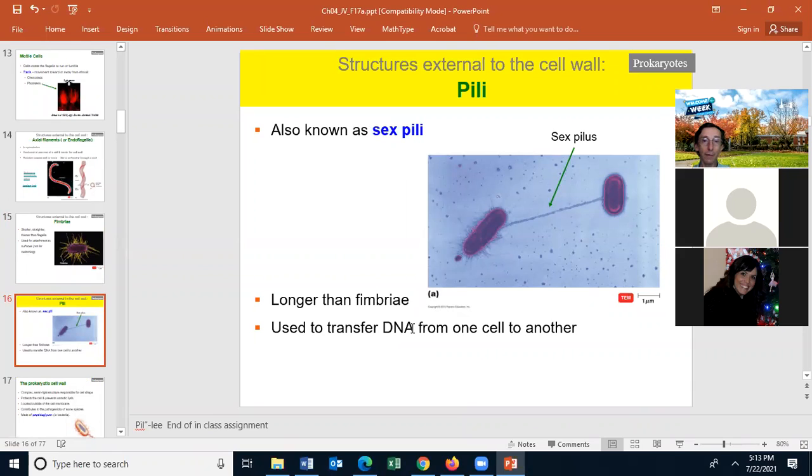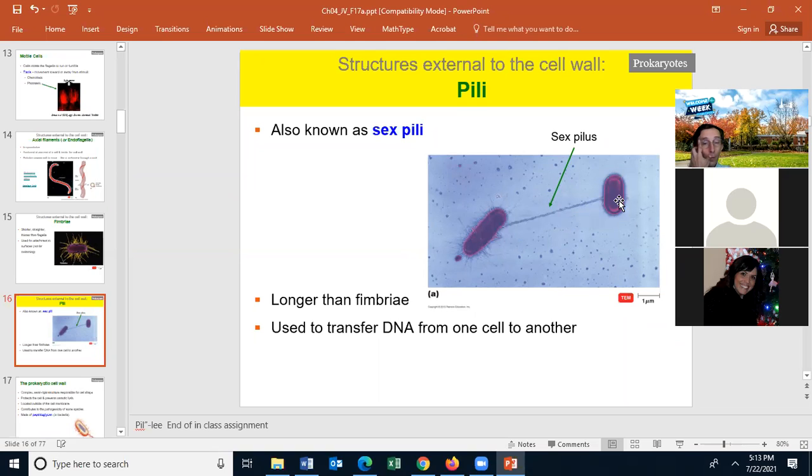The pili, or the sex pili, is longer than the fimbriae, and it is hollow. It is used to transfer DNA from one cell, this cell, which makes the sex pili, into this cell. The sex pili literally skewers this cell, and then the cytoplasm from this cell can move into that cell. Usually it's just a plasmid that moves across.